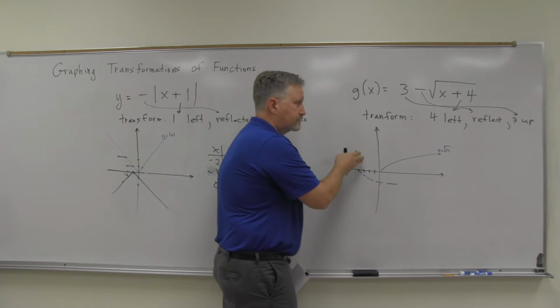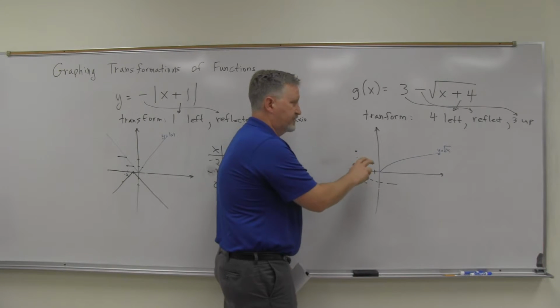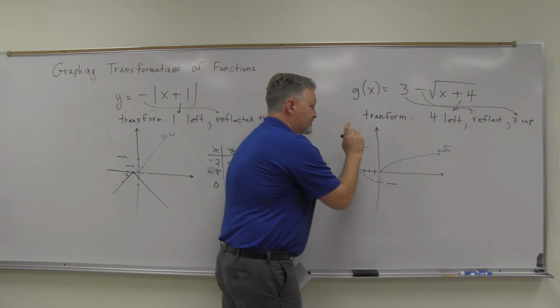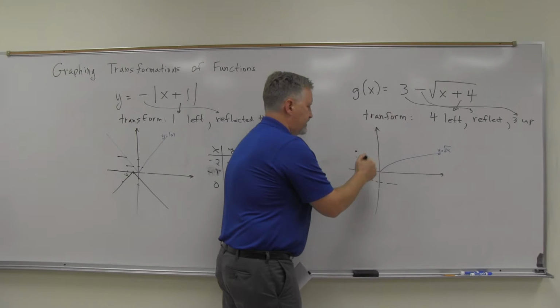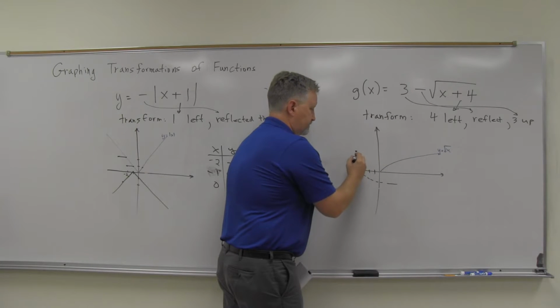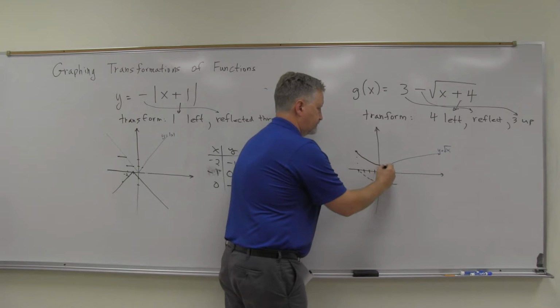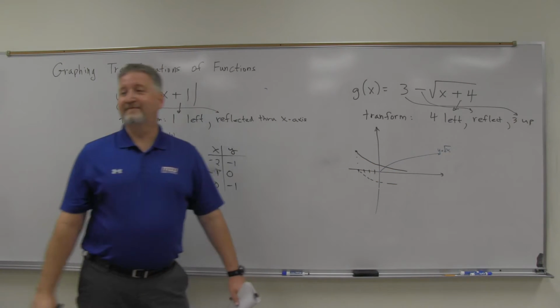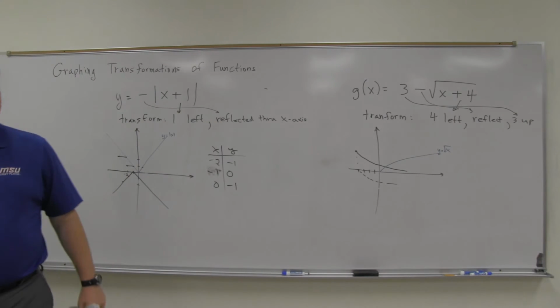See, the order here is important, because if we don't do it in the right order, we get the wrong looking thing. So it's 4 left, then reflect, and then 3 up. So it actually looks like this. So start on the inside and work your way out. Yes, inside, work your way out. That's exactly right.